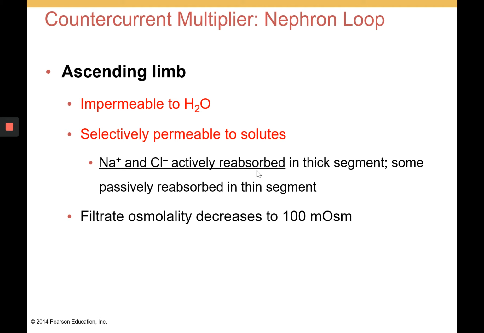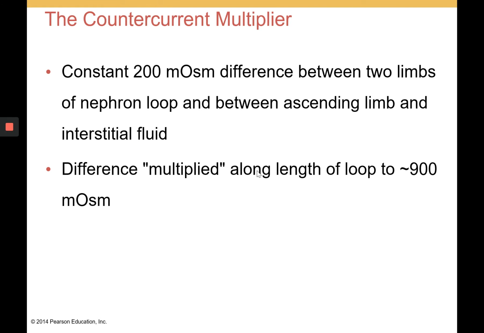In the ascending limb, we don't have water move out because that was only in the descending limb. Instead, the ascending limb was selectively permeable to solutes like sodium and chloride. And we're going to see that especially in the top part of the ascending limb, the filtrate osmolality is going to decrease to about 100 milliosmoles. And between the two parts of the nephron loop, ascending and descending, there will be about a 200 milliosmol difference between the two limbs. And that difference is multiplied and will change to about 900 milliosmoles as we go through.